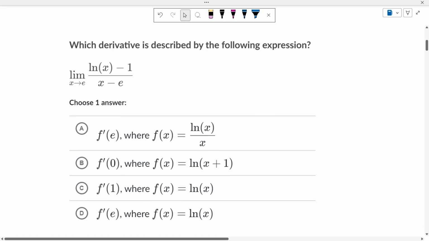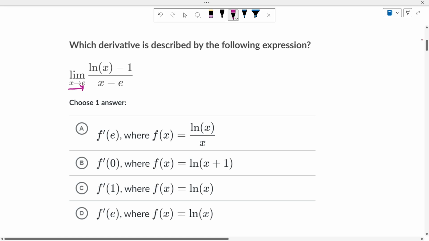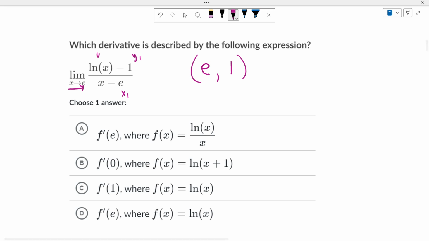Okay, this tends to blow people away. So let's try to figure this out. See how x goes to e. So my x value is e. My y value is 1. Okay. This is y1. This is x1. This is y2. This is x2.